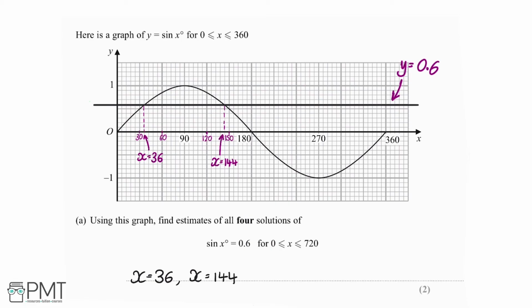But we have a little clue in the question. It's saying all 4 solutions, so we know we're not done yet. We've got 2 more to get. We've currently found the 2 solutions between 0 and 360. However, we're going between 0 and 720.